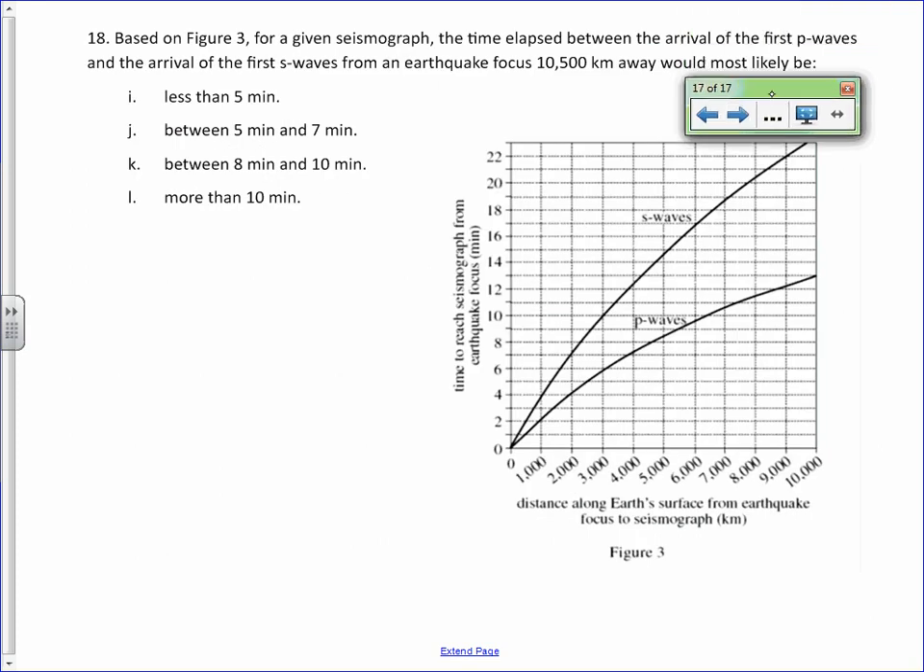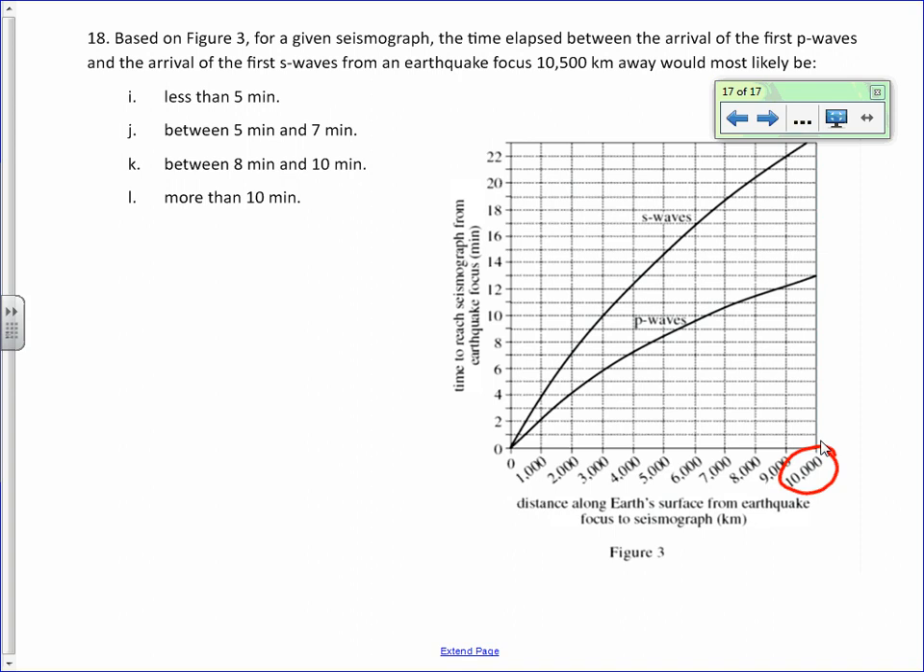Our last question, question 18. Based on Figure 3, for a given seismograph, the time elapsed between the arrival of the first P wave and the arrival of the first S wave from the earthquake focus 10,500 kilometers away would most likely be. And so what you want to do here is extrapolate out. What extrapolate means is you look at the data and you try to see where the data would head. Because if you look, this ends at 10,000 kilometers, but we need to get to 10,500 kilometers.